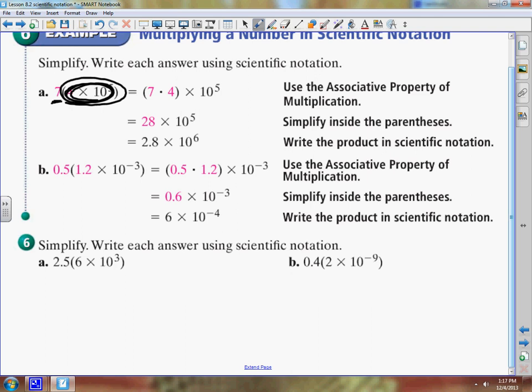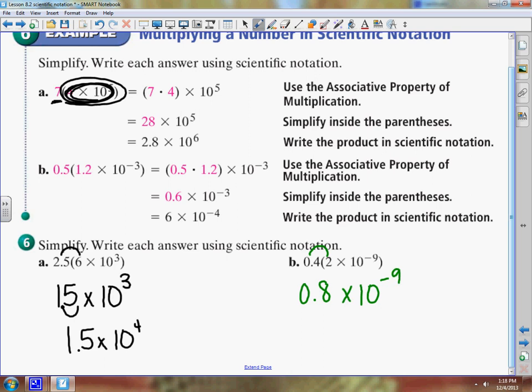So if I were to do A, I would just do 2.5 times 6, which is 15. And then I would have 10 to the 3rd. Now, this isn't in scientific notation. I have to move my decimal point to 1.5 times 10 to the 4th. So now this one, if I have 0.4 times 2, I get 0.8 times 10 to the -9th.